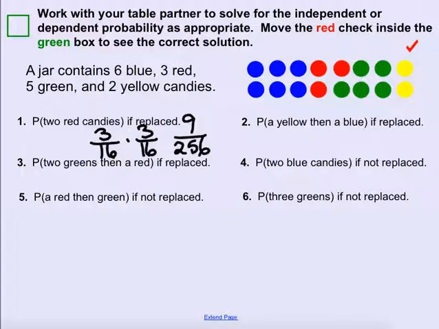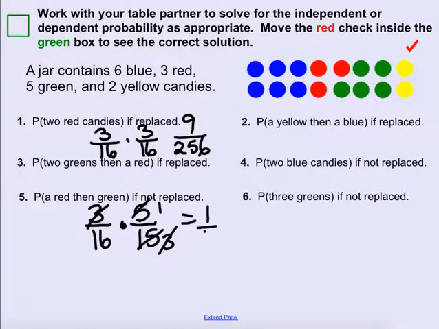Number 5, probability of a red then a green. So we would say the red would be 3 out of 16, and then we multiply it by the green, which is 5 out of 15. And we can simplify. And so we have a 1/16 chance of getting a red then a green when it's not replaced.